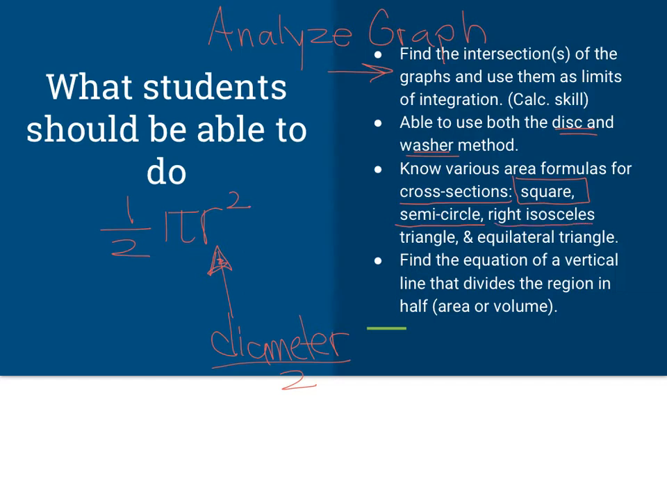Right isosceles triangle, don't be thrown by that. That's usually just 1/2 base times height. And your base and your height, since it's isosceles, is just going to be the length of the upper minus lower function squared. And the equilateral triangle, do you remember what that is? Remember, it's radical 3 over 4 side squared. Okay, so you've got those formulas. And the last type of twist we've seen recently is that you have to find the equation of a vertical line that divides the region in half. So you'd set 1/2 of the region equal to the total value of the area of the region.